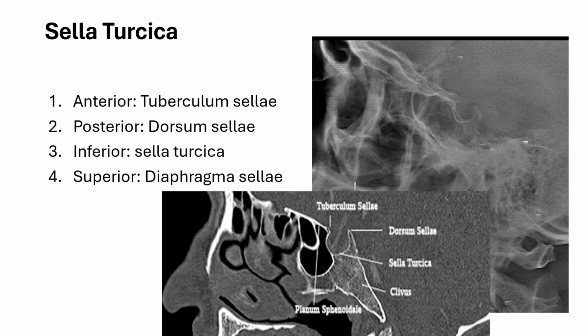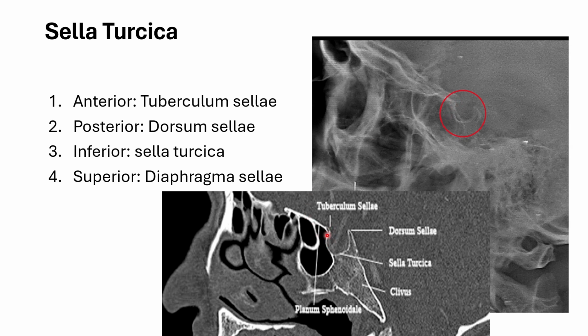Now the anatomy. First begin with the bony anatomy, that is the sella turcica. We can see this is the lateral radiograph. This is the sella turcica denoted by this circle, and it has the anterior wall, that is the tuberculum sellae. This is the anterior wall.